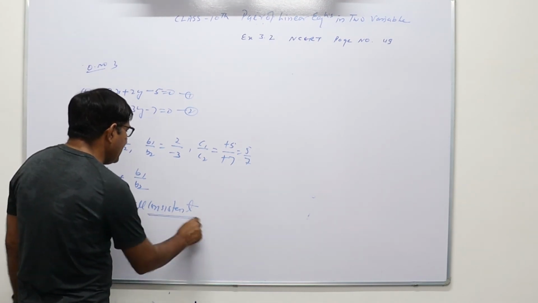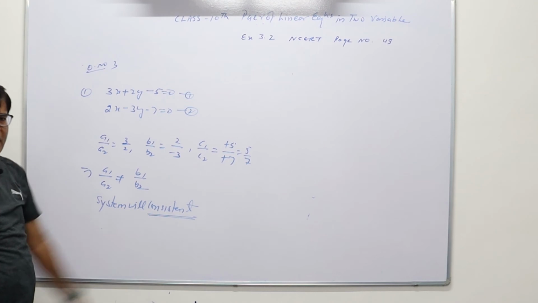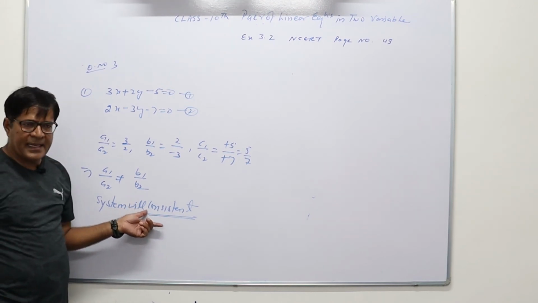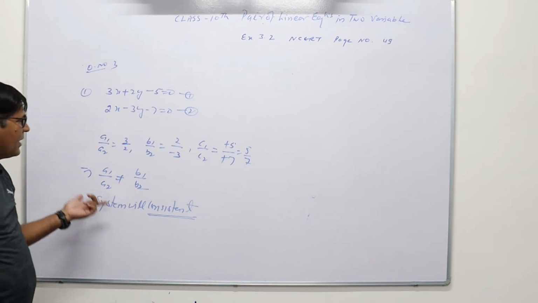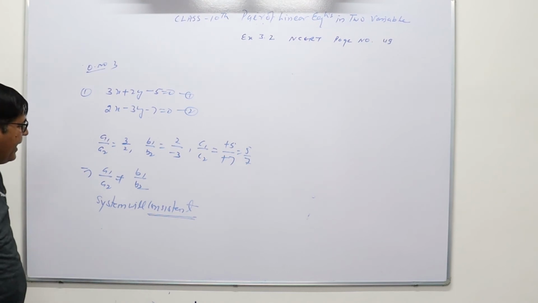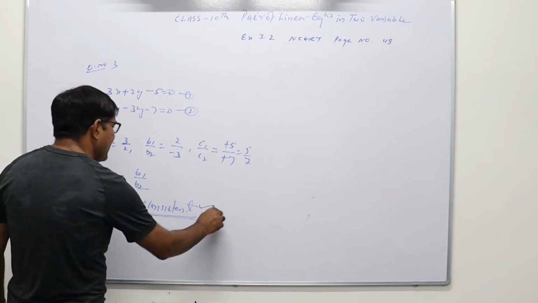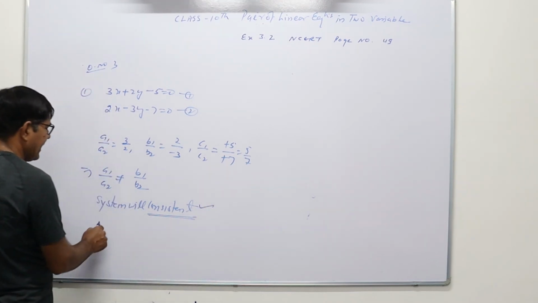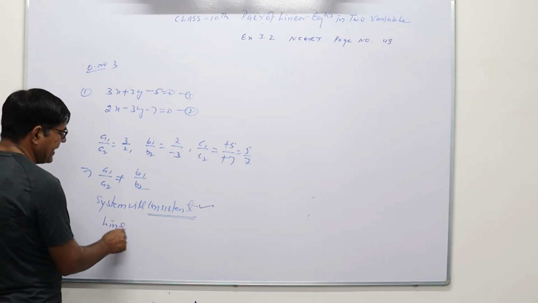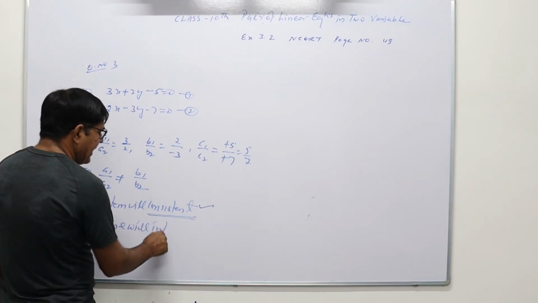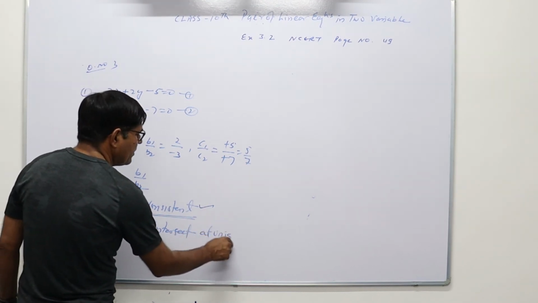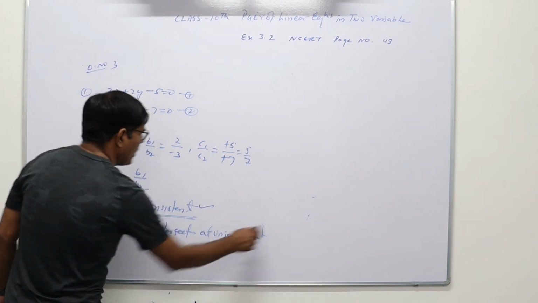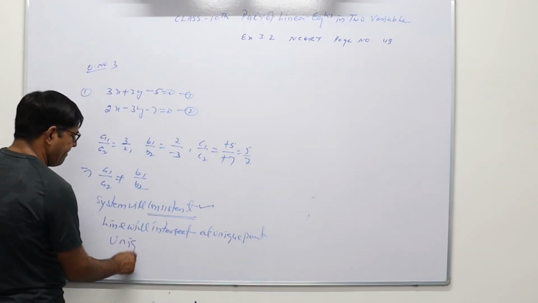So you only have to write, if a1 upon a2 is not equal to b1 upon b2, then the nature of the system will be consistent, and if we draw the graph of these two lines, the lines will intersect each other, and if the lines intersect, then it will have a unique solution. So the system is consistent, graphically the lines will intersect at a unique point, so the solution will be a unique solution.